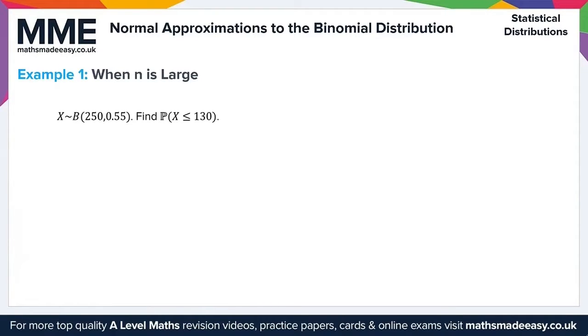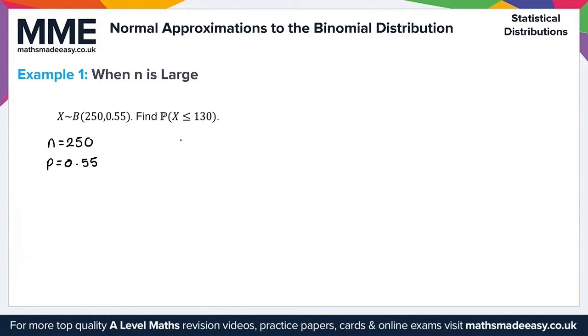Example 1 here on normal approximations to the binomial distribution is taking a look at when n is large. So we've been given our binomial distribution here, and we're asked to find the probability that x is less than or equal to 130. Well, n is equal to 250 here, which is large, and p is 0.55, which is close to the 0.5 that we require. In that case, we can use the approximation.